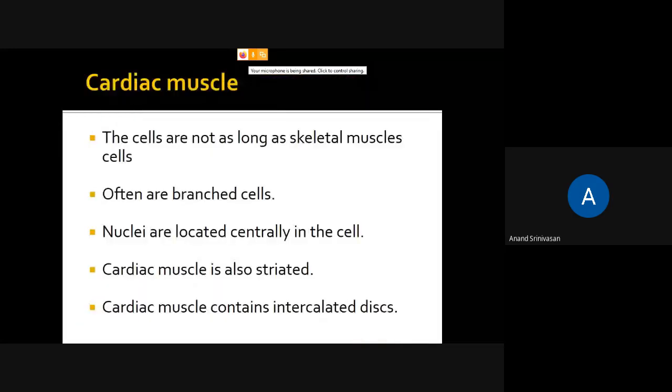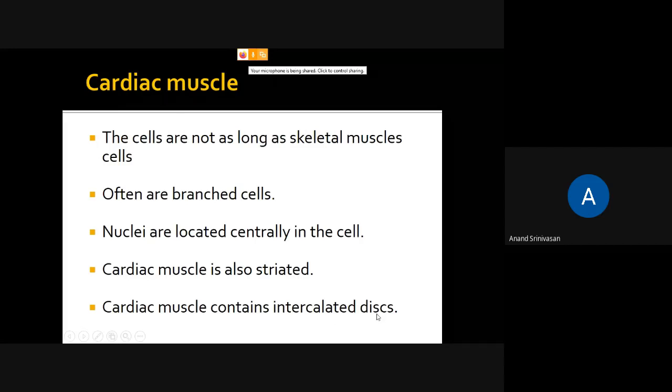The next one is the cardiac muscle. The cardiac muscle cells are not as long as skeletal muscle cells. They are also tubular but not so long. They are often branched. The nucleus is in the center. It is also striated, and there are specific structures located in the cardiac muscle called intercalated discs.